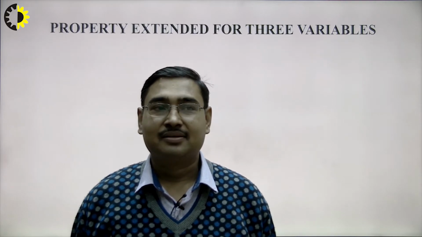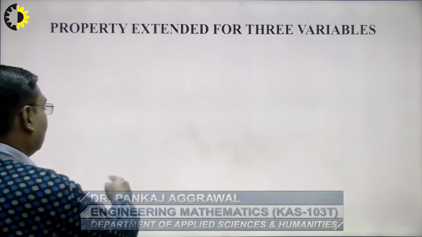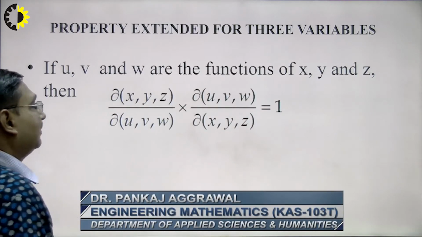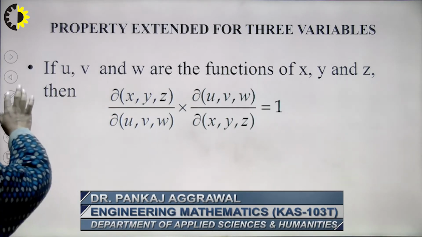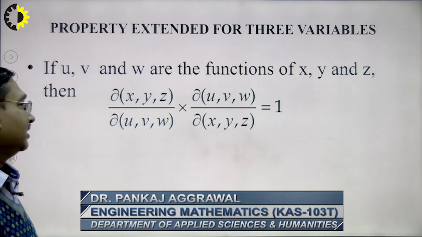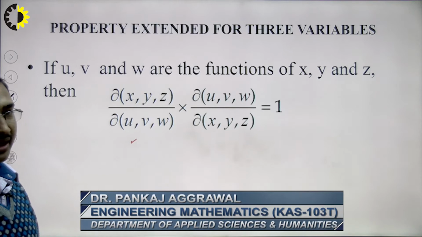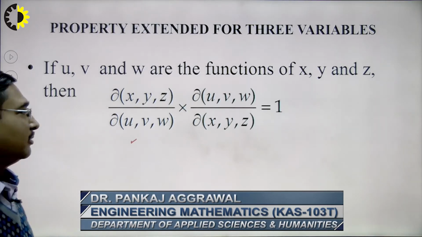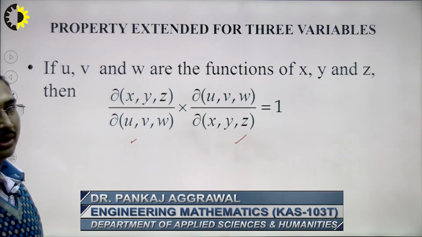Jai Hind friends. In the last video we have seen the property of the Jacobian. In this property we have seen that if u, v and w are functions of x, y and z, then this Jacobian ∂(x,y,z)/∂(u,v,w) multiplied by ∂(u,v,w)/∂(x,y,z) will always be 1.